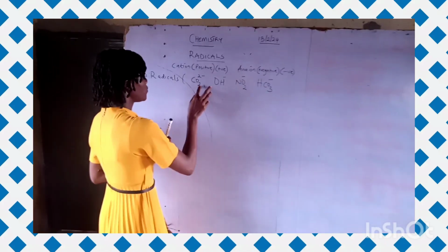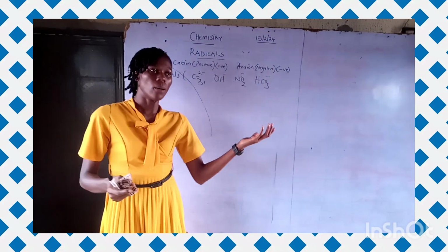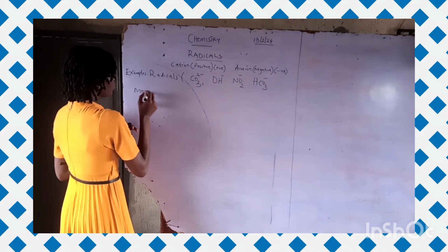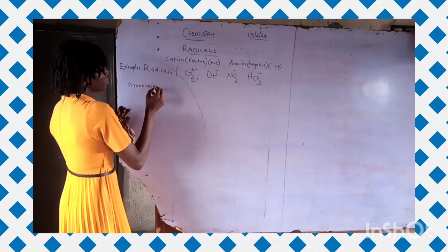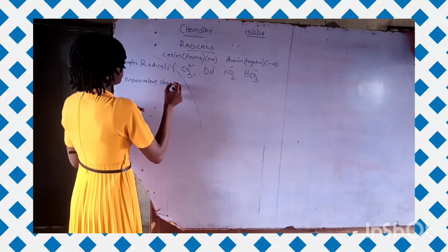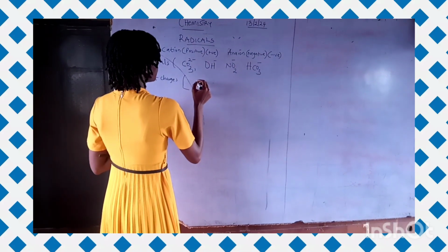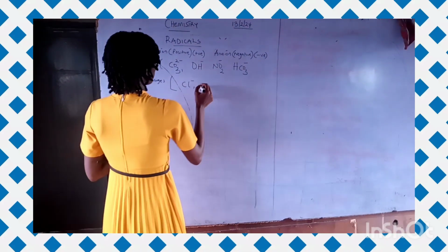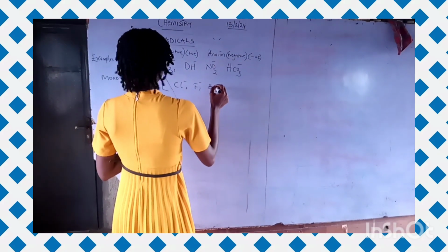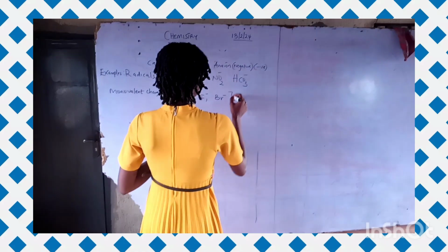We can also have them as either monovalent or polyvalent. For the cations, monovalent, mono means one, and valent talks about their valency. Monovalent charges, that we have include chlorine, fluorine, and bromine. Because of time, I will not list them all.